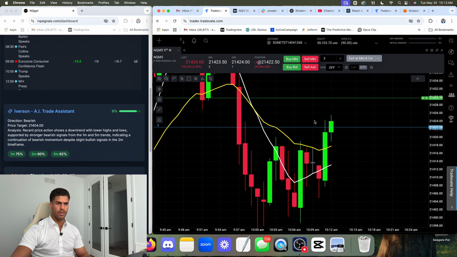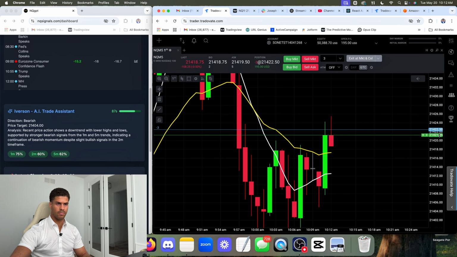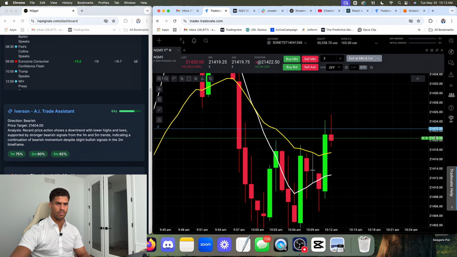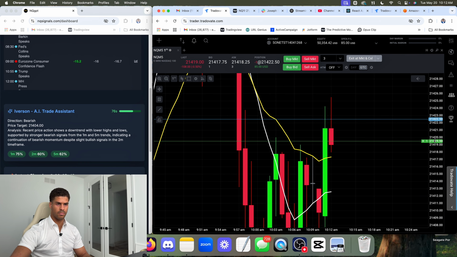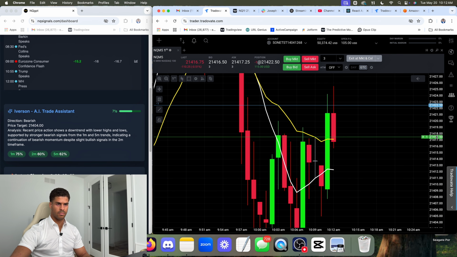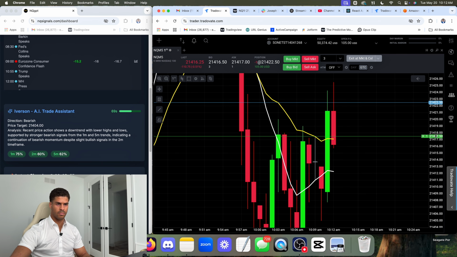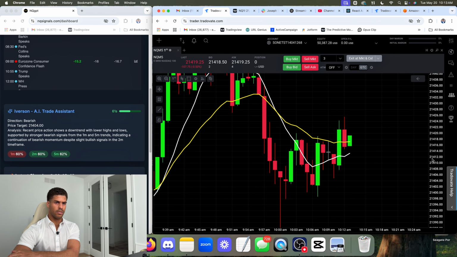So Iverson's calling for this to be somewhat the top, and then we roll back down and recapture a lot of the value that this candle created. So we'll see how that works out for us. Good. All right, very nice trade there.